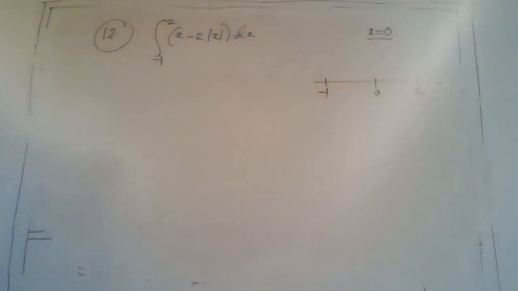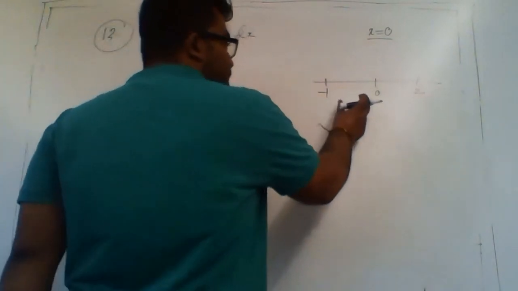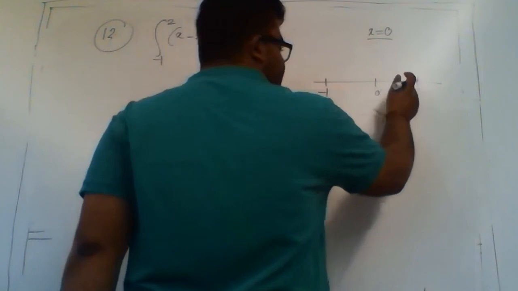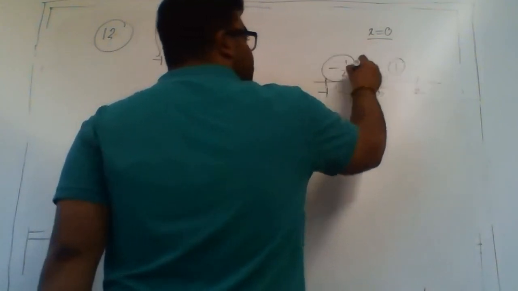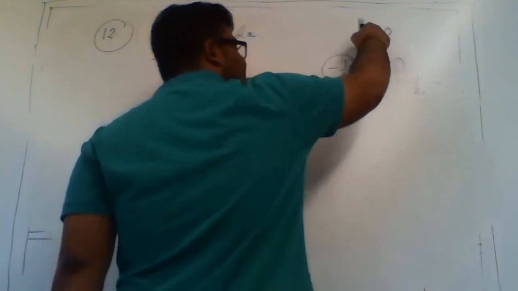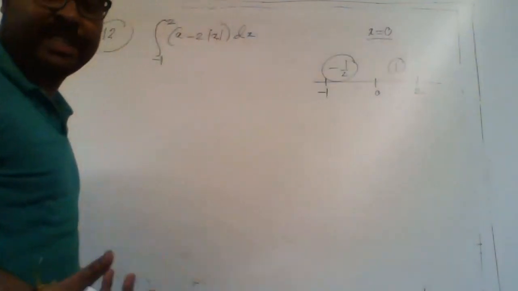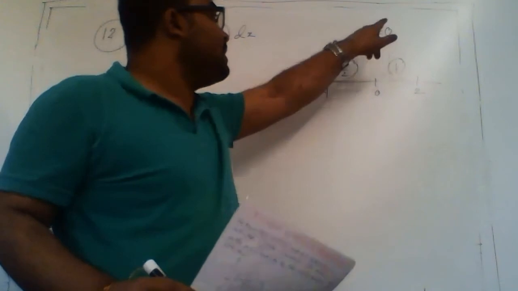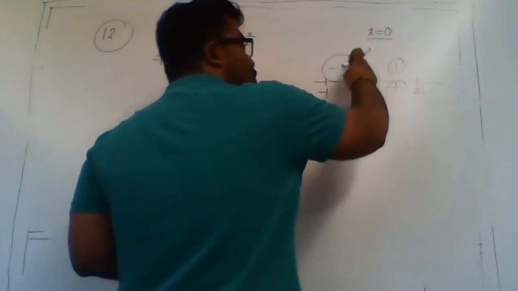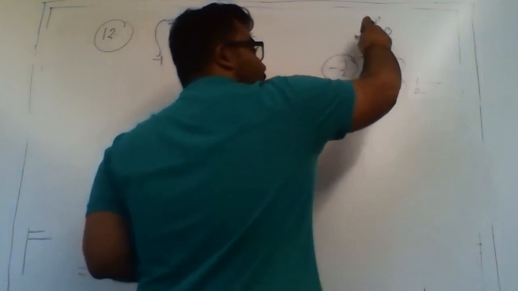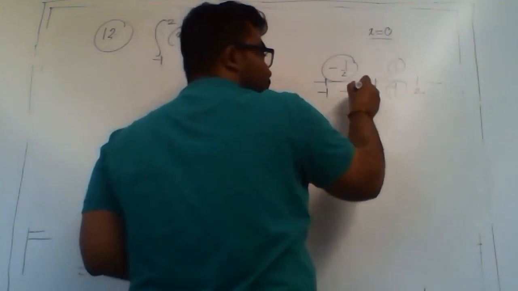Then you take a number in the intervals, minus 1 to 0 and 0 to 2. One number here is 1 and one number here is minus half. Put minus half and 1 in the function. The function here is just x. So if you put 1 in this function, it is definitely positive, you get 1 as the answer. If you put minus 1 half here in the function, you get minus half, so it is negative.